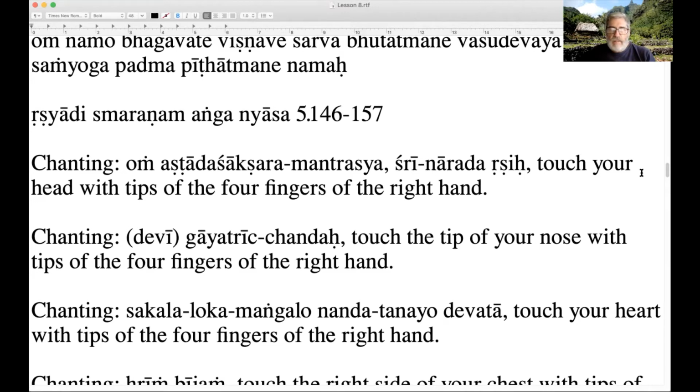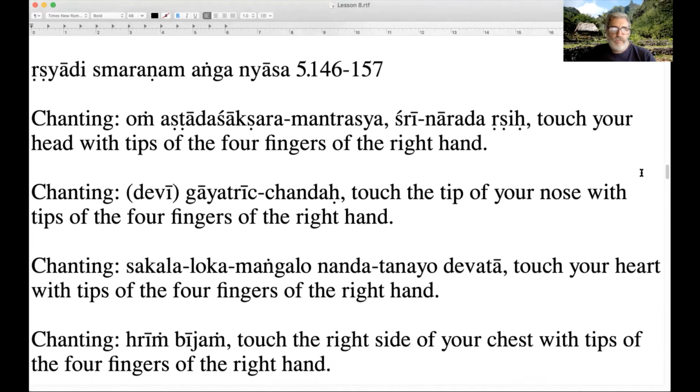And it comes in Hari Bhakti Vilasa, 5th Vilasa, 146 to 157, which we've been over. So here it is, made into a prayoga. Om Ashtadashakshara Mantrasya. This means Om, this is the 18-syllable mantra. Sri Narada Rishihi. Sri Narada Muni is the Rishi. He is the seer of this mantra. And with this, we take the four fingers of the right hand and we touch the head, right? Or we can touch just near the head. Om.